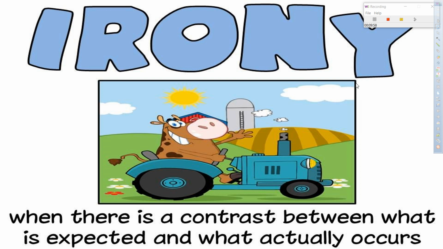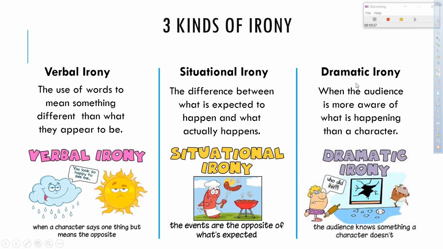We are going to talk about three kinds of irony, and these are the three kinds you will be recording on your handout. The first one is verbal irony. It means the use of words to mean something different than what they appear to be. So in the visual, we have a cloud with some rain and a sun who looks grumpy. And verbal irony would be the cloud saying, "You look so happy to see me." The sun is truly not happy, and you can see that. So there's a little sarcasm there.